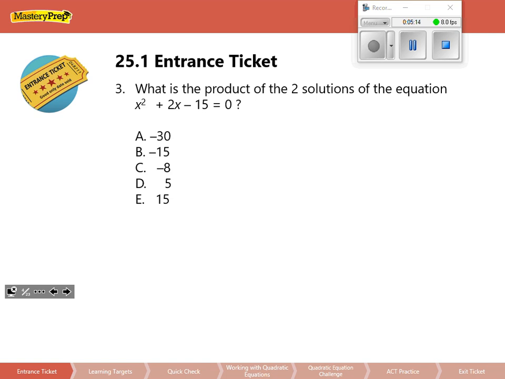And the last one, what is the product of the two solutions of the equation? So the product of the two solutions of the equation, yes? Well, x squared plus 2x minus 15. What can we do? Because we want to know the product of the solutions.